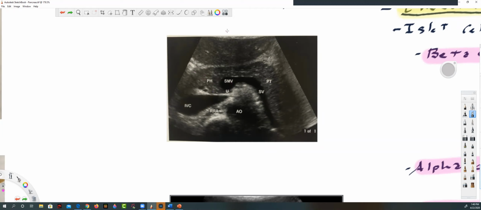Remember, this is anterior, posterior. So we're looking straight down. This is the anterior surface of the pancreas. Head, uncinate process here. Let's see, that uncinate process, yeah, it's pretty much anterior to the aorta.